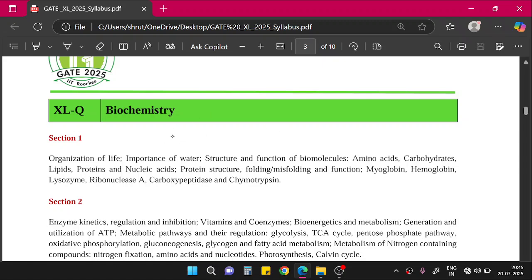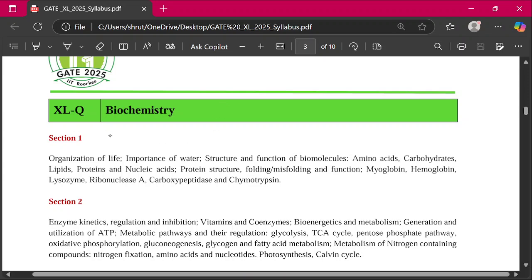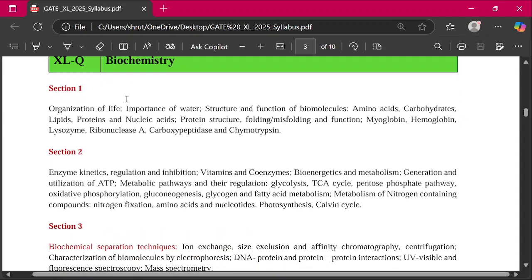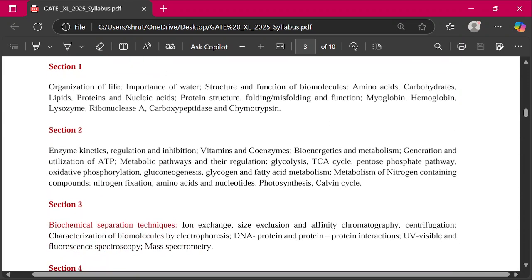So firstly, biochemistry. The first section is section 1, in which we have to study organization of life, importance of water, then structure and function of biomolecules like amino acids, carbohydrates, lipids, proteins, nucleic acids, then protein structure, folding or misfolding and function, then myoglobin, hemoglobin, lysozyme, ribonuclease A, carboxypeptidase and chymotrypsin.